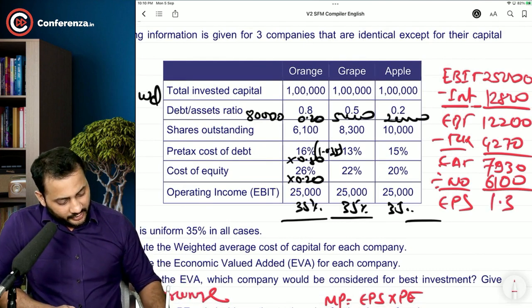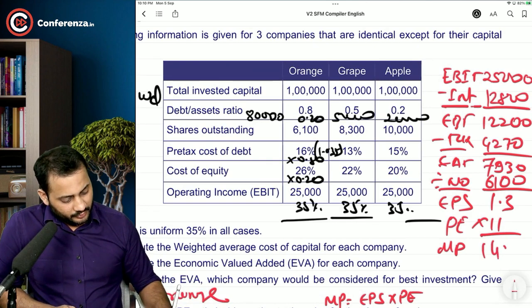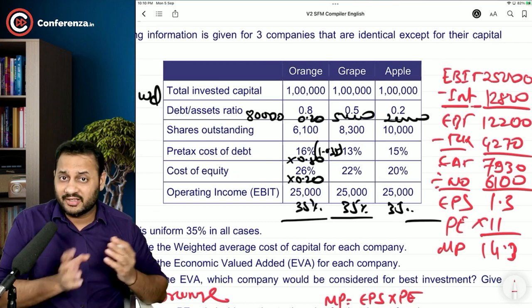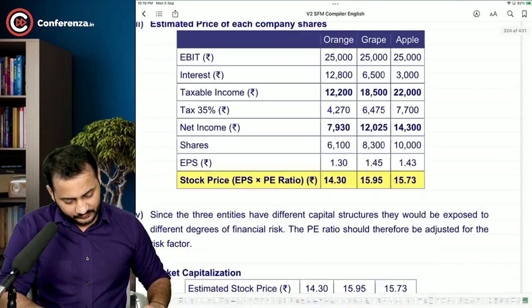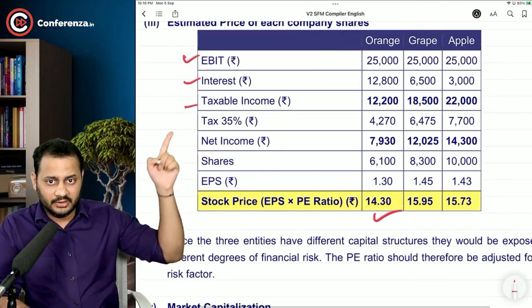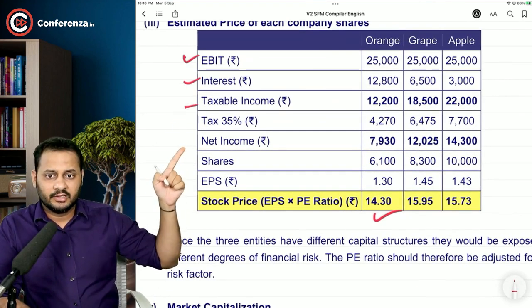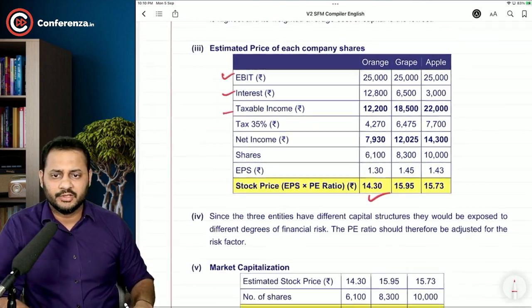This will be 1.3, multiplied by 11, the PE ratio, and this is the market price. That's 14.3. This is how you have to do it for the rest of the 2 companies as well. See, 14.3. EBIT minus interest, taxable income less tax, net income divided by shares, EPS multiplied by PE ratio, you will get the stock price. Easy.